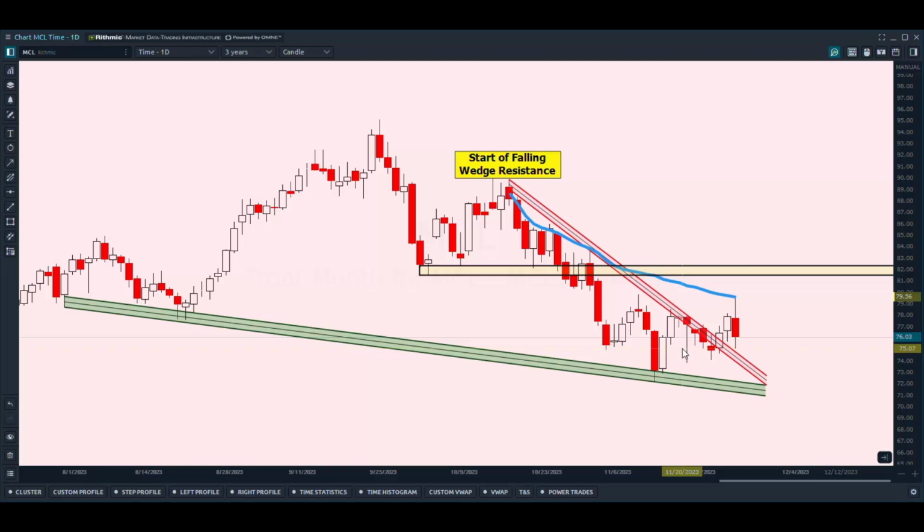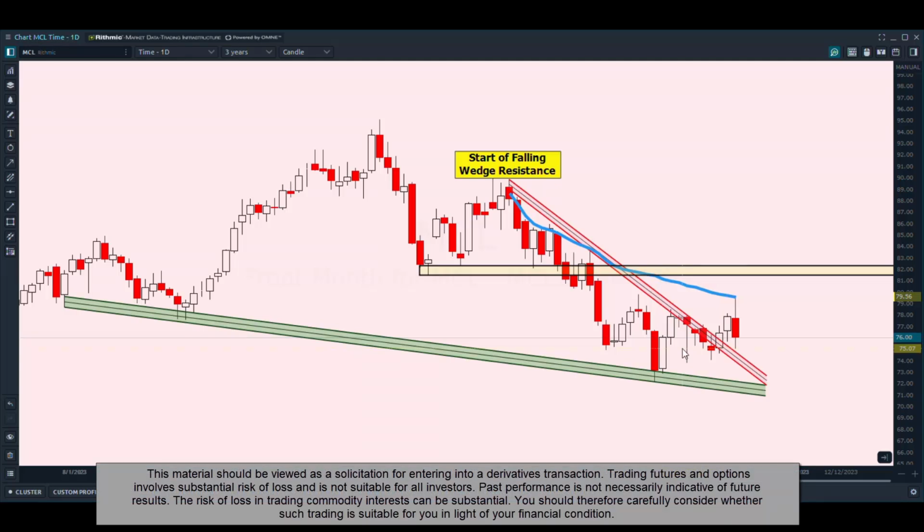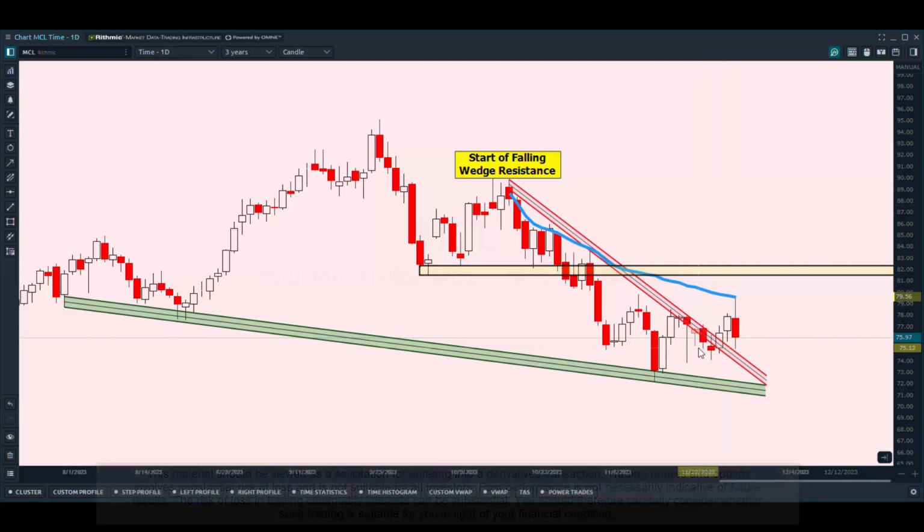So as I mentioned, hopefully this was helpful. Hopefully you learned a little bit about the falling wedge and that it's not always bullish, but it does have a statistical bullish bias, meaning that more than 50% of the time, you generally get an upside break in these versus a downside break.